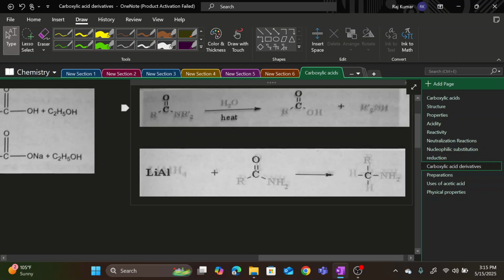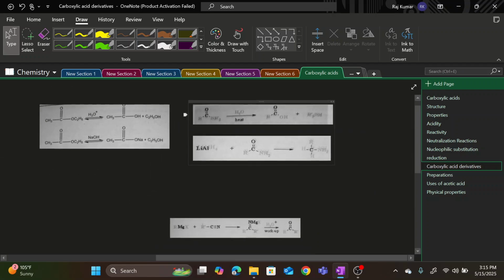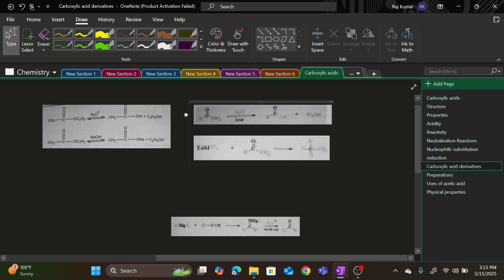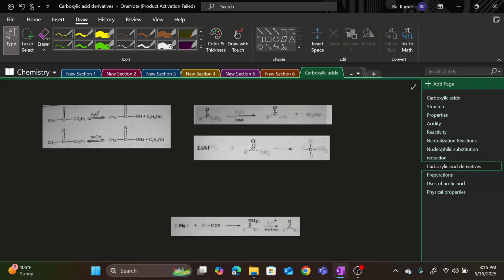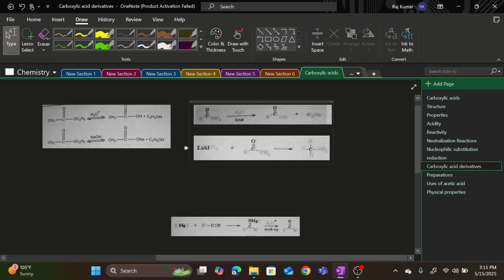And let's say I take an ester and I perform its reaction with Grignard's reagent. At that point, when it is reacted with Grignard's reagent, I would first get a ketone from the ester, and then I would get an alcohol. So this is how the reaction would take place with Grignard's reagent.